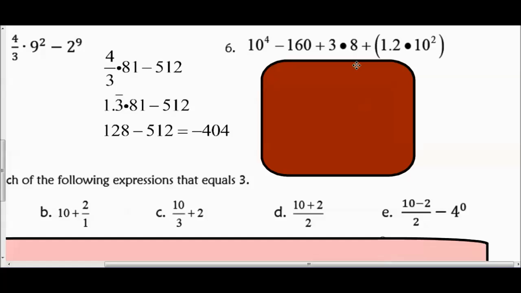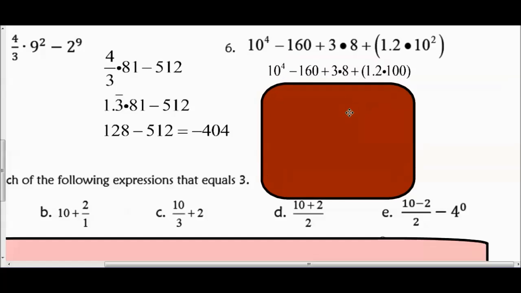On number 5, we have a grouping symbol here, and a bunch of other operations. I'm not even going to get to that yet. Let's just start with inside the grouping symbol. 1.2 times 10 to the second. We have to do that exponent first. 10 to the second is going to give us 100. That's just 10 times 10.